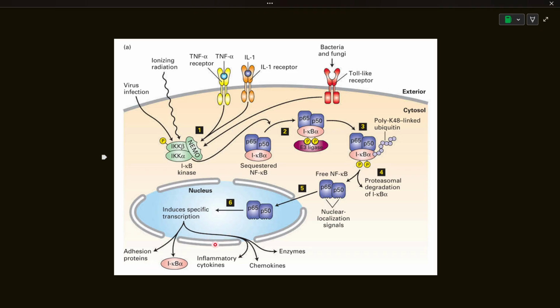This is also going to encode for the inhibitor kappa B alpha, so that the negative feedback loop is generated, meaning whenever the signaling gets activated, NF-kappa B gets activated, it is going to encode its own inhibitor protein, so that it can go and bind to this NF-kappa B again, and the signaling will be stopped. So this is how the NF-kappa B signaling is very crucial in the cell.